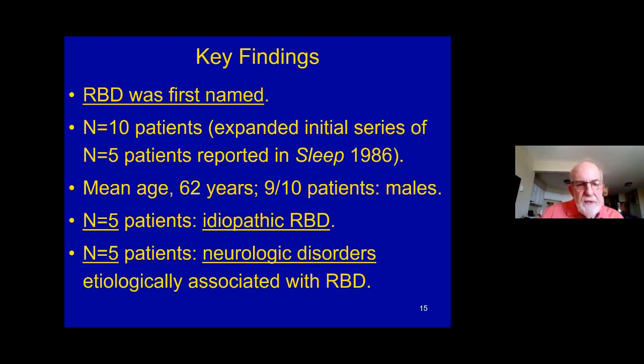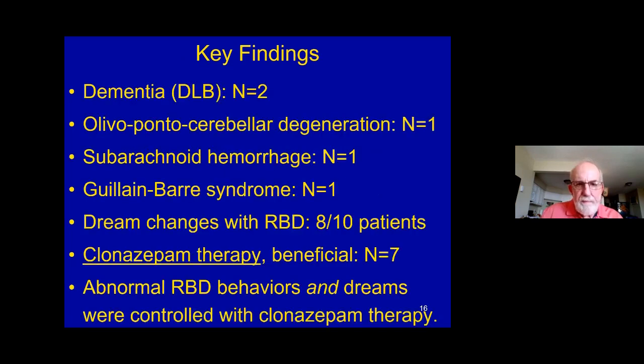We expanded our initial series of 5 patients to 10 patients. Mean age of the patients, 62 years. 9 out of the 10 were males. 5 patients had idiopathic RBD, meaning no neurological disorder was found with the evaluation at the time of RBD diagnosis. 5 patients, however, had neurologic disorders that appeared to be etiologically associated with RBD. 2 had dementia, 1 had olivopontocerebellar degeneration, 1 had subarachnoid hemorrhage, 1 had Guillain-Barré syndrome.